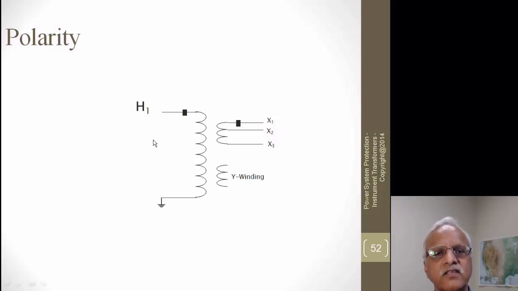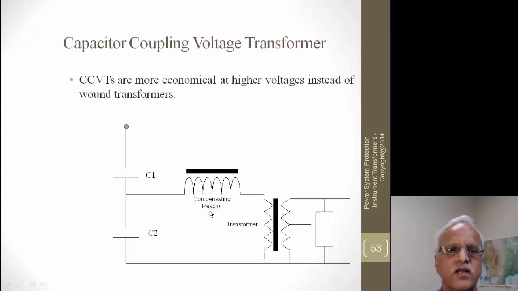Similarly, the polarity is just like current transformers. You have H1 and H2. I have not shown H2 as it is a ground here, so it's not H1 to H2, it's H1 to ground. If H1 is more positive with respect to ground, then X1 will be more positive with respect to X3. So the voltage across H1 to ground will be in phase with the voltage across X1 to X3. And similarly, I have another winding here.